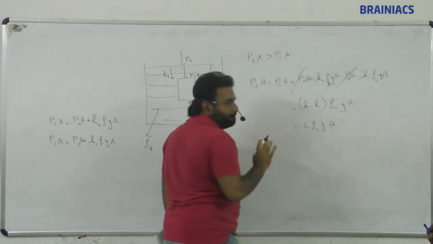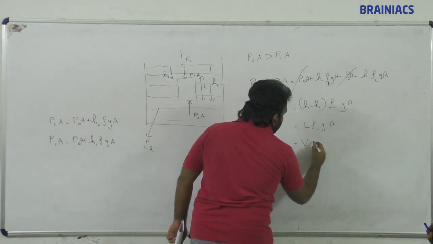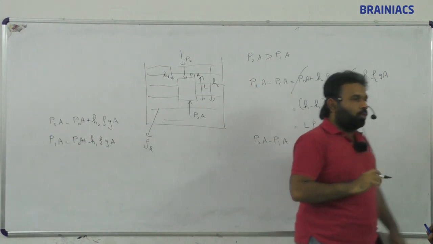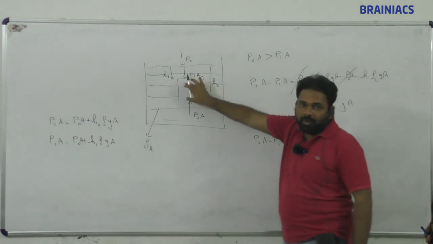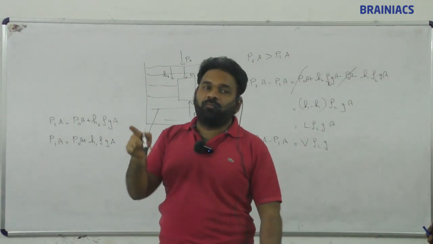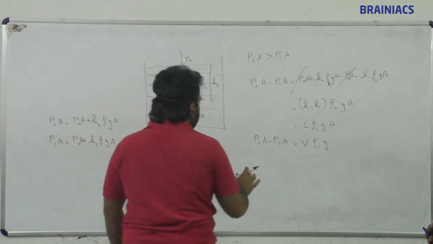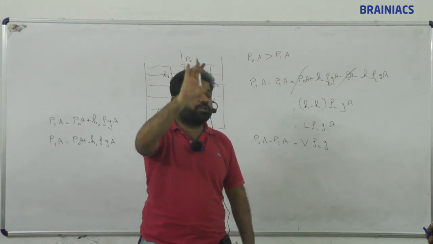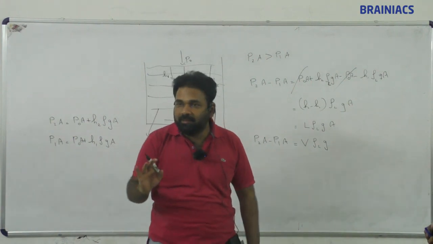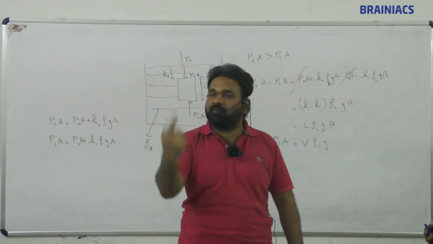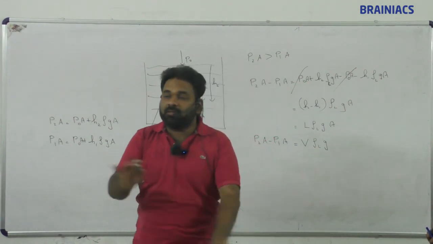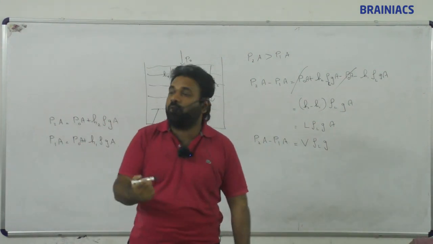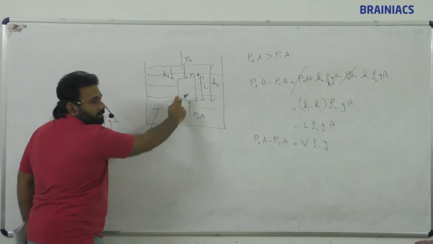So what is L into A? Volume. Volume of what? P2A minus P1A is equal to the volume of the body inside water, or the volume of the fluid displaced by the body. Both are fine. This P2A minus P1A is the net upward force due to water pressure alone. Mg and all those things we haven't considered. The pressure exerted by water creates some force, and because of that only upthrust happens. So we haven't considered any normal reaction, any mg, no other force. We are concentrating only on the force due to water or fluid alone.